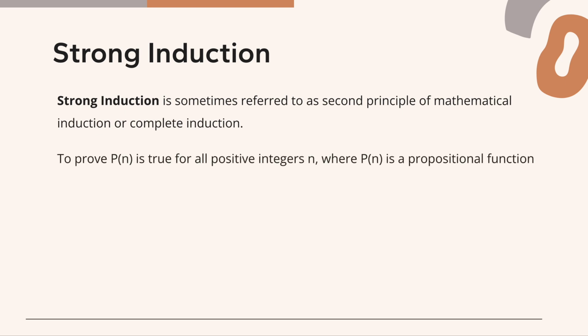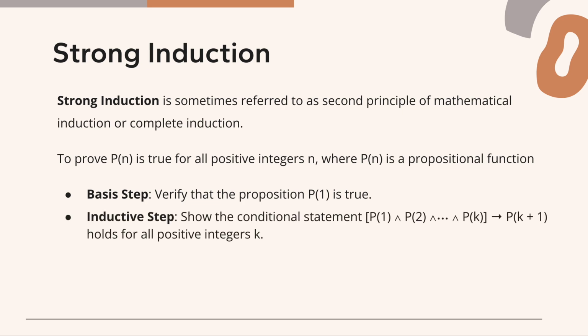To prove P(n) is true for all positive integers n, where P(n) is a propositional function, we are going to do similar steps as the normal induction. For the basis step, we verify the proposition P(1) is true. Next, the inductive step: we show the conditional statement that if P(1) and P(2) and so on until P(k) are true, then P(k+1) holds for all integers k.